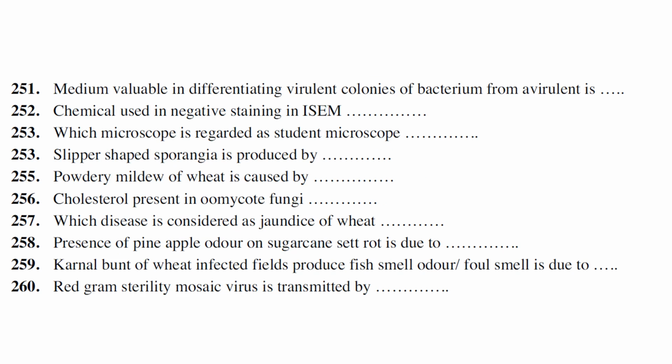Which medium is valuable in differentiating virulent colonies of a bacterium from avirulent colonies? Generally the tetrazolium chloride agar medium can be recommended for differentiating virulent from avirulent bacteria. The chemical used in negative staining of ISEM, immunosorbent electron microscopy, is uranyl acetate.